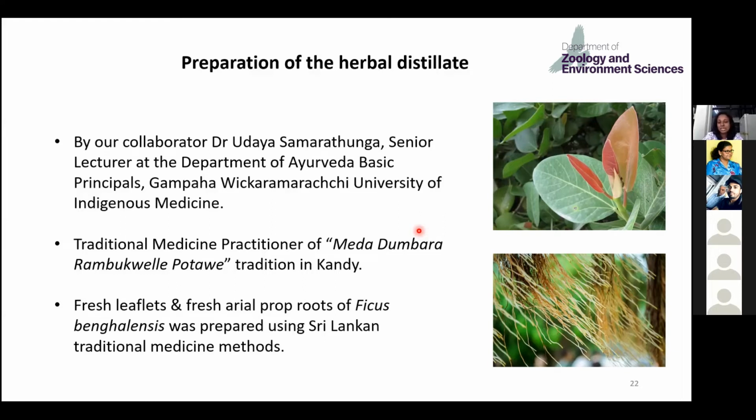So Ficus bengalensis, if someone is wondering what that is, this is the banyan tree, the common name, and we are all familiar because we have one just in front of our department.